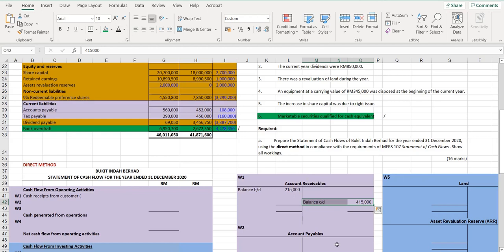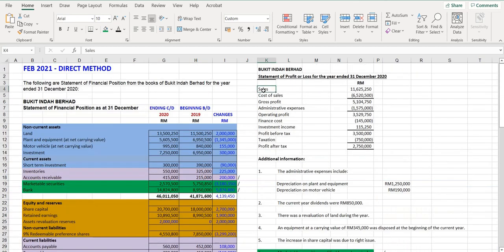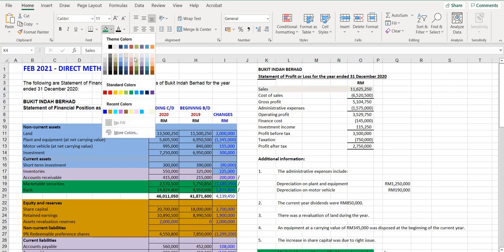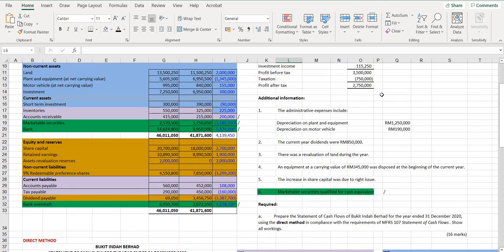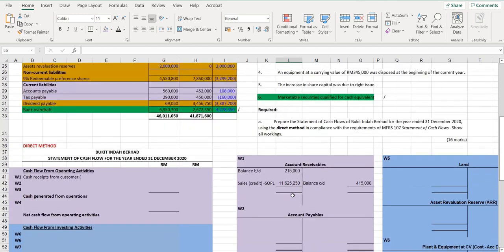Then the next task is to find out our credit sales. To get the credit sales, you need to check what was given in the statement of profit or loss. You will see that the credit sales are not informed directly, but you should assume these are all credit sales since there is no information about cash sales. After you have done that, you total up the items on the debit side, and that will be deducted with the balance carried down, and that will give you the cash receipt from customers.